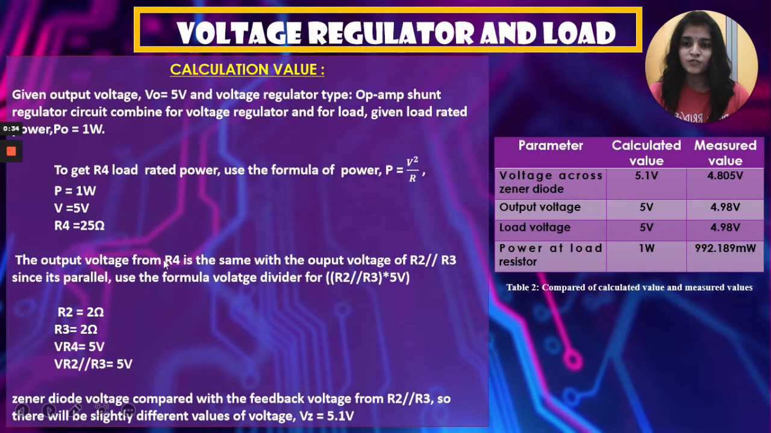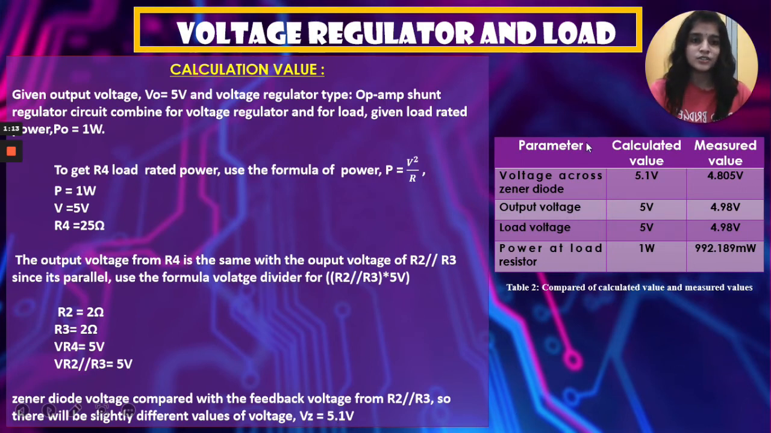The output voltage for R4 is the same as the output voltage for R2 in parallel with R3, since it's parallel. So we use the voltage divider formula for R2 parallel with R3 times the 5 volt. R2 is 2 ohm, R3 equals 2 ohm, and VR equals 5 volt. From here we know the zener diode voltage is compared with the feedback voltage from R2 parallel with R3, so there will be a slightly different value, with Vz equals 5.1 volt.